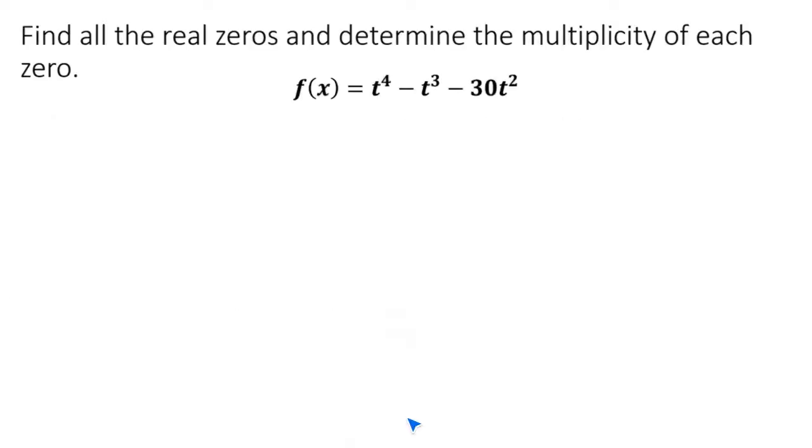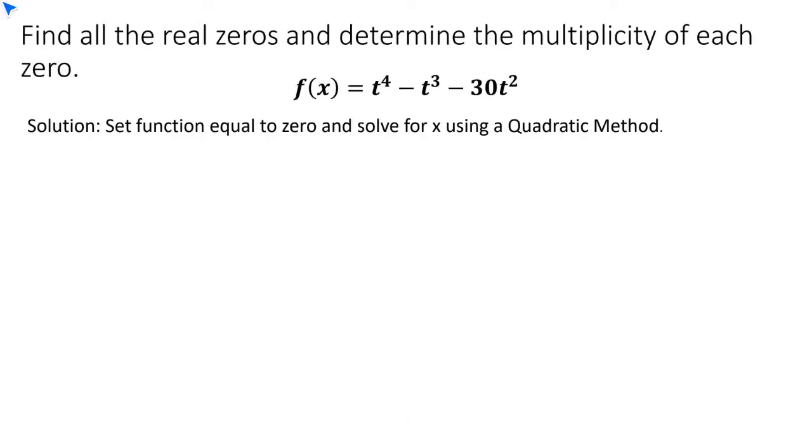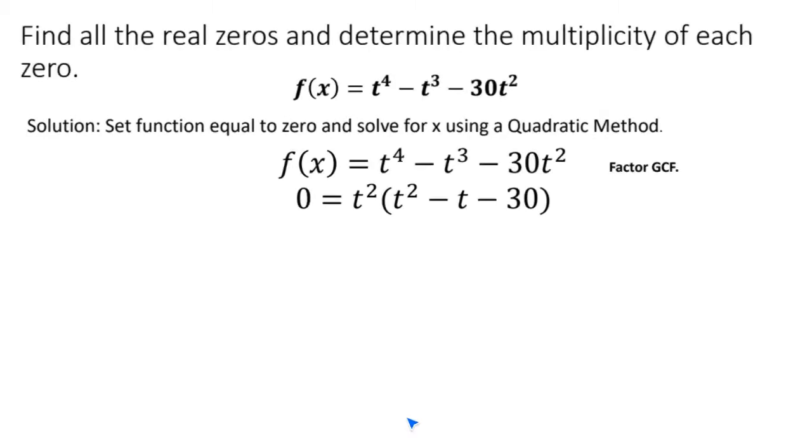All right, let's look at this one. Find all the real zeros and determine the multiplicity of each zero, okay? So one of the first things that I would do, since I see that in this function there's a t in each of the three terms, let's factor out the t to help us out. So the first thing I would do is factor out a t squared. That's the smallest t that I can take out. And when I do that, I'm left, awesome, with a quadratic, t squared minus t minus 30.